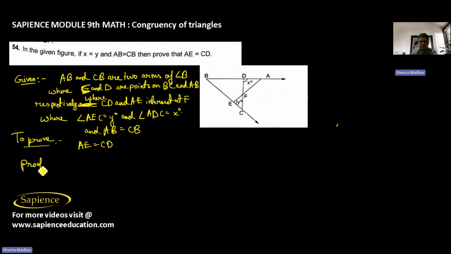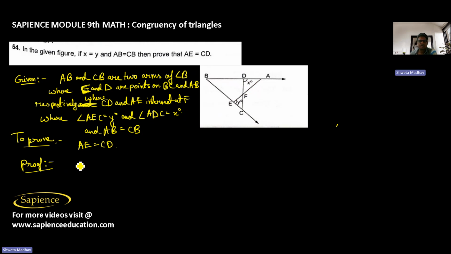The proof is, you can take triangle x degree equal to y degree. It also has been told. It means that angle AEC is also equal to angle ADC.